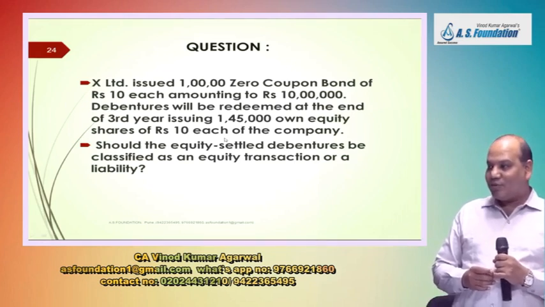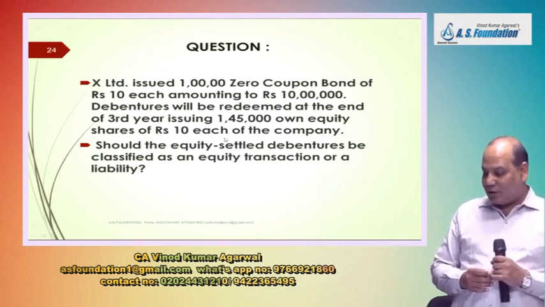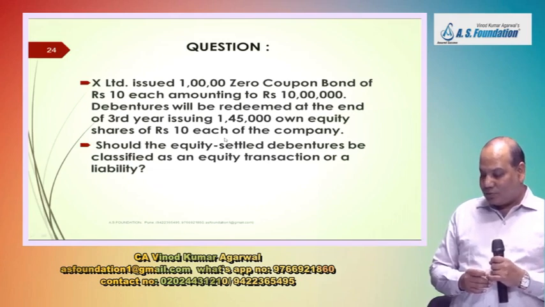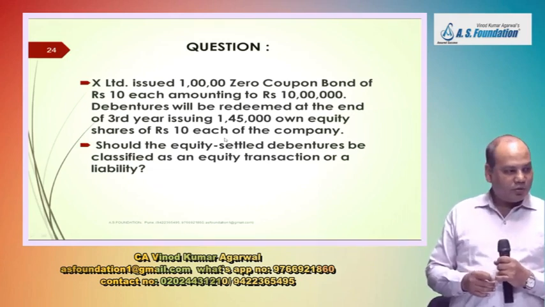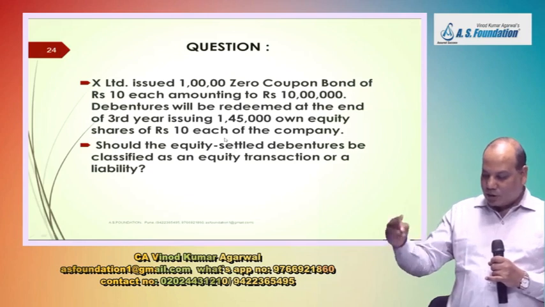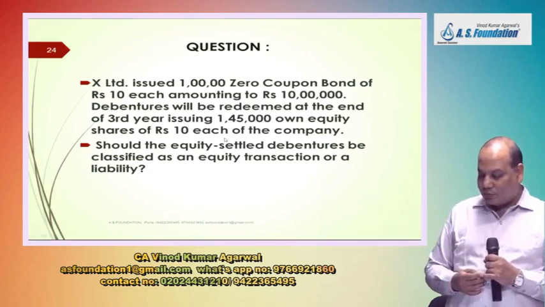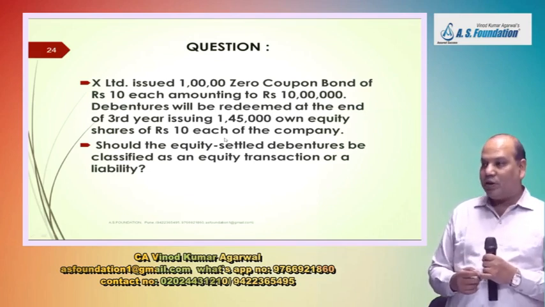X Limited issued 1 lakh zero coupon bond of ₹10 each. 1 lakh into 10 amounting to ₹10 lakh. Debenture will be redeemed at the end of third year, or bond, issuing 1,45,000 own equity share of rupees 10 each of the company.